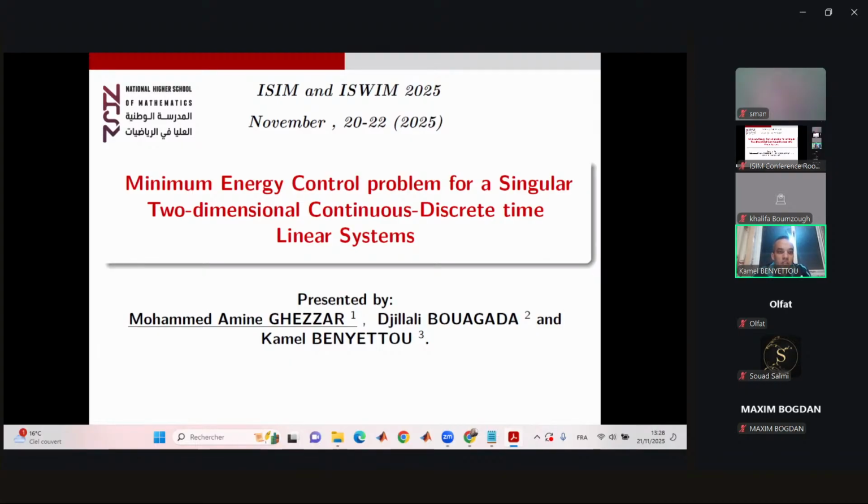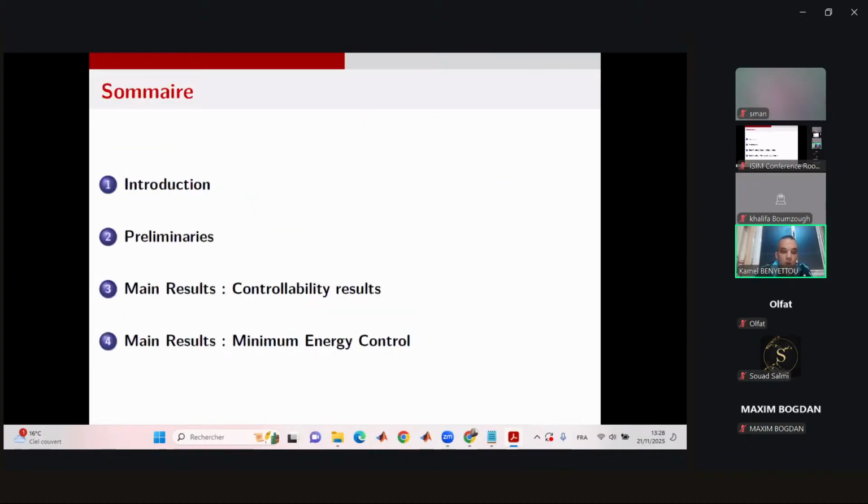My first presentation is a minimum energy control problem for a certain class of two-dimensional continuous-discrete time linear systems, or we can call it the hybrid or mixed system. I will begin with a short introduction to control theory and dynamical systems. Then I will give some preliminary results, or some needed tools from numerical algebra and dynamical systems, to solve our problem.